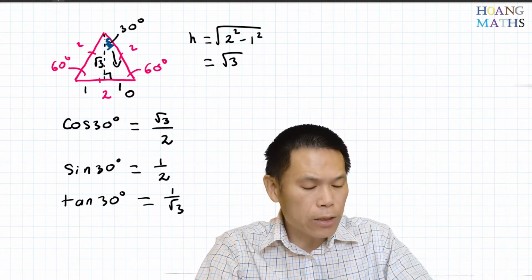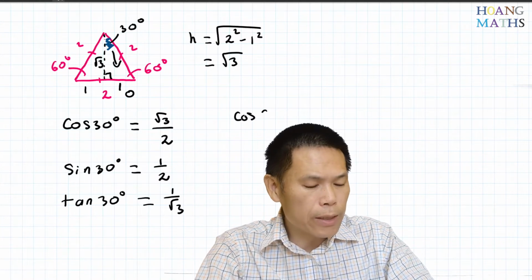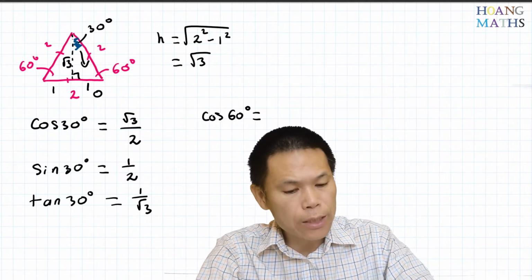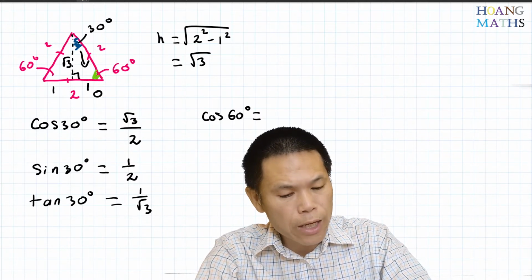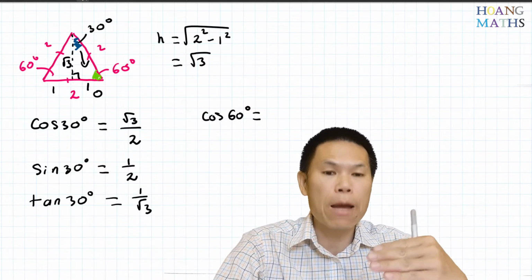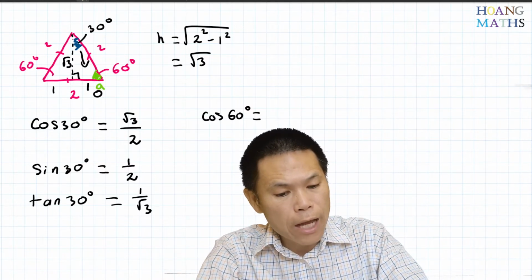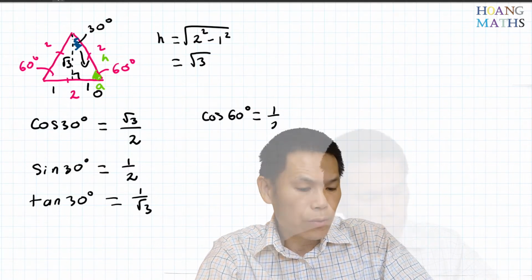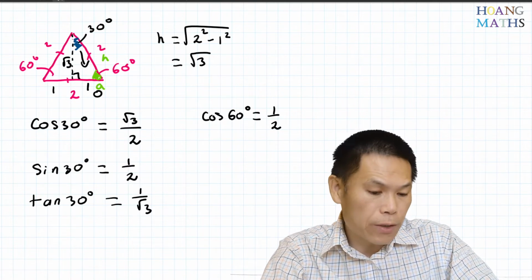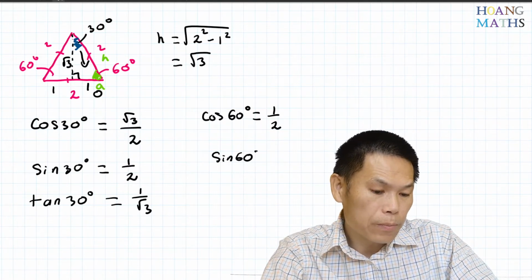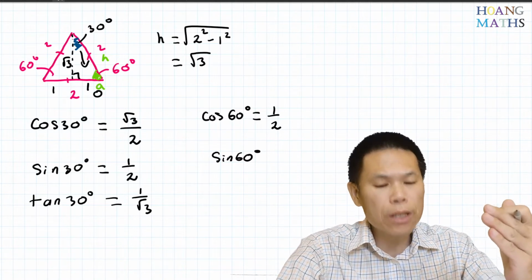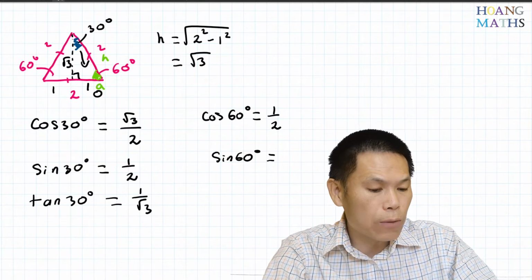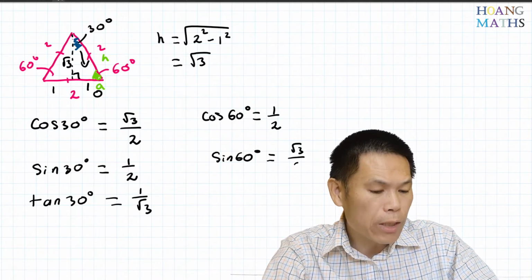So let's say cos of 60 degrees. Now cos of 60, we focus on this angle here. So cos is adjacent over hypotenuse. So adjacent is 1, hypotenuse here is 2. So 1 over 2. Now for sine of 60 degrees. So sine is opposite over hypotenuse. So hypotenuse is 2, opposite is root 3. So which is root 3 over 2.